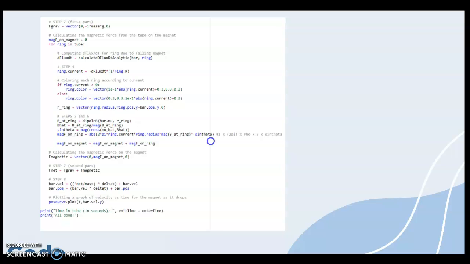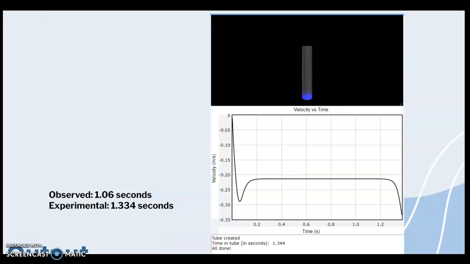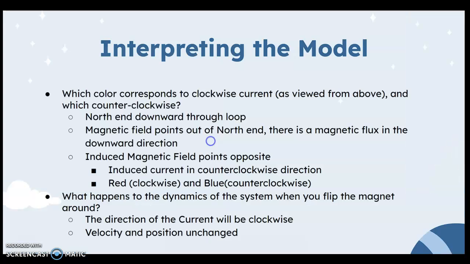So here we can see the graph of the velocity versus time for the magnet passing through the aluminum foil. Our observed time was 1.06 seconds, and our experimental time given by the computational model is 1.334 seconds. And so now we can interpret the model.